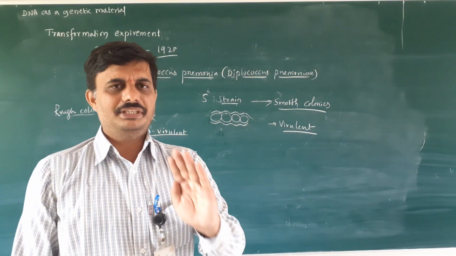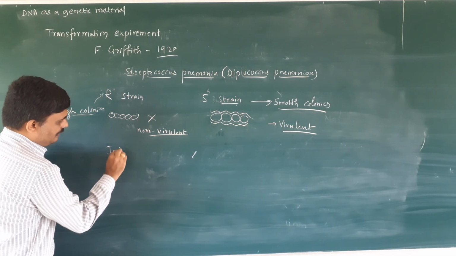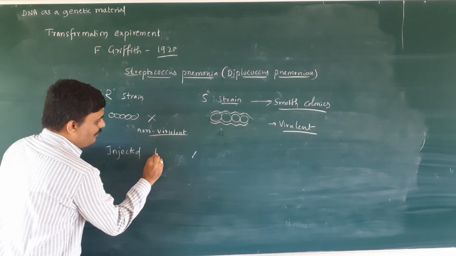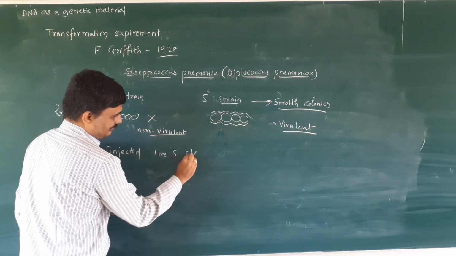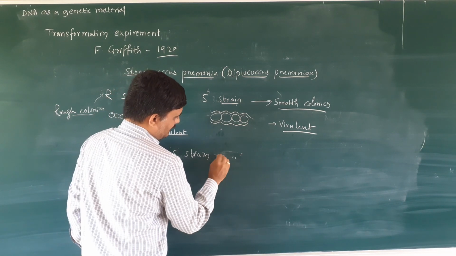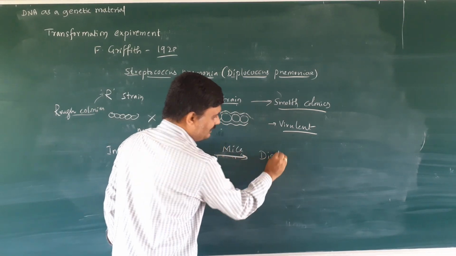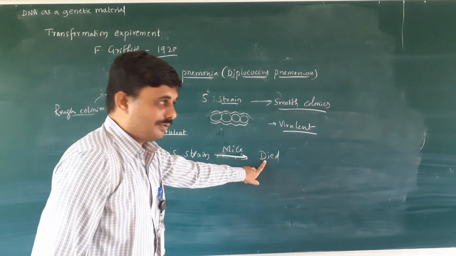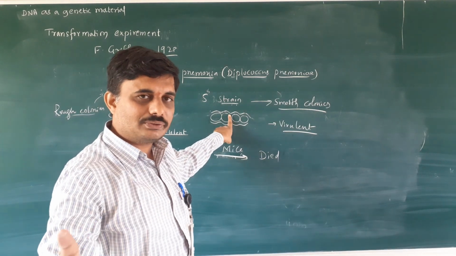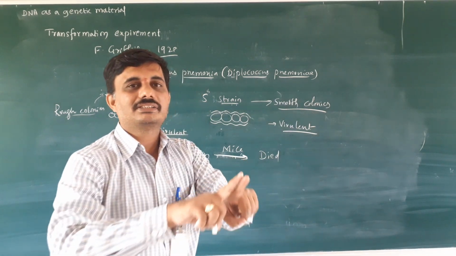The experiment he did is this: F. Griffith injected the live S strain into the mice. The mice died. Why did it die? Because the strain has the mucilaginous sheath, which escapes the phagocytic action, and it is a virulent strain that caused the disease in the mice, and the mice died.